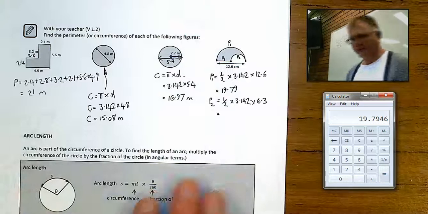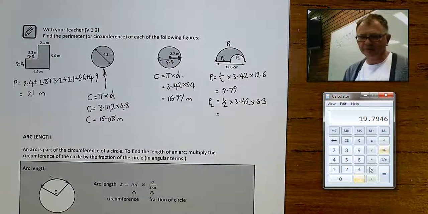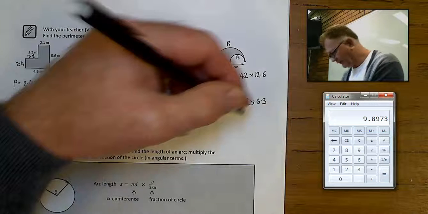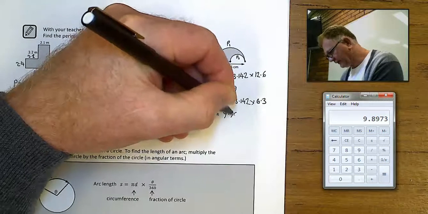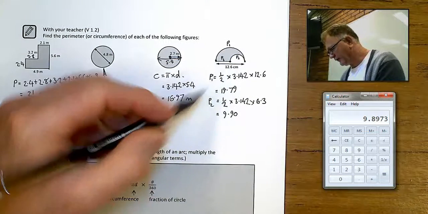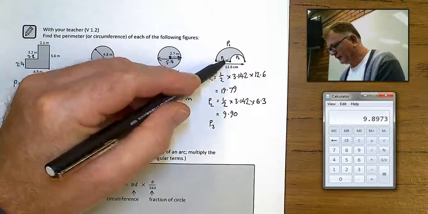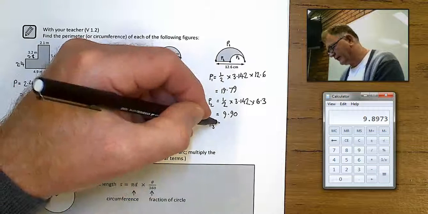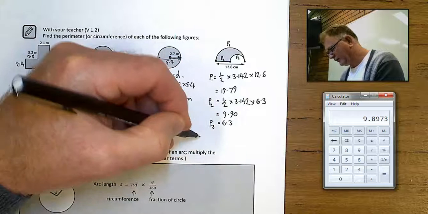So we could work that one out. Half, of course, is equal to 0.5, isn't it? So 0.5 times 3.142 times 6.3. 9.90 if I round it off to 2 decimal places. And the last thing is the distance here for P3. Now P3 is, well, it's a radius of the circle, it's half the diameter, so it's half of 12.6, and that equals 6.3.